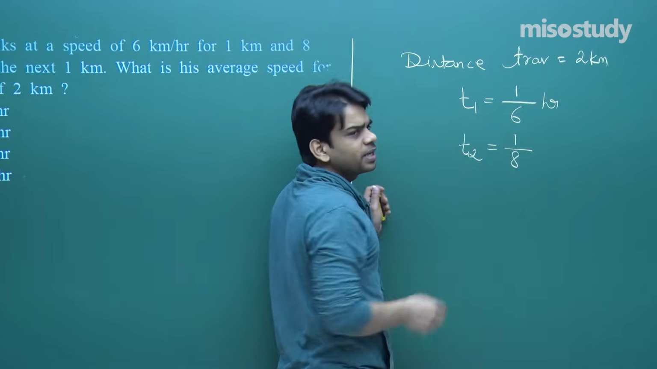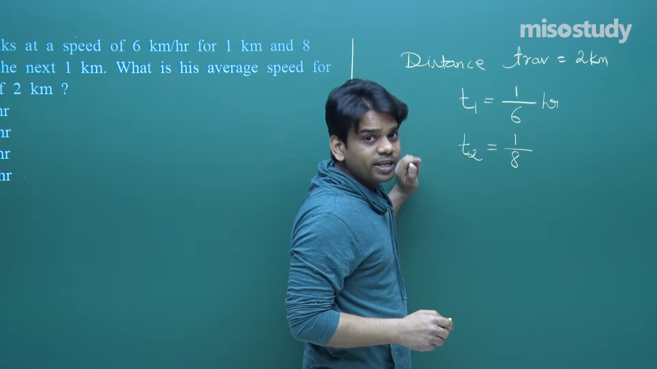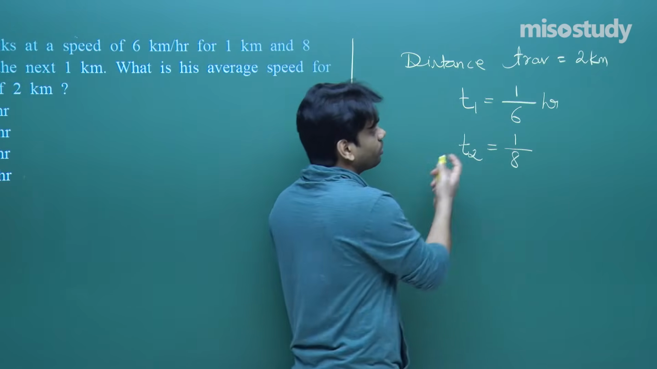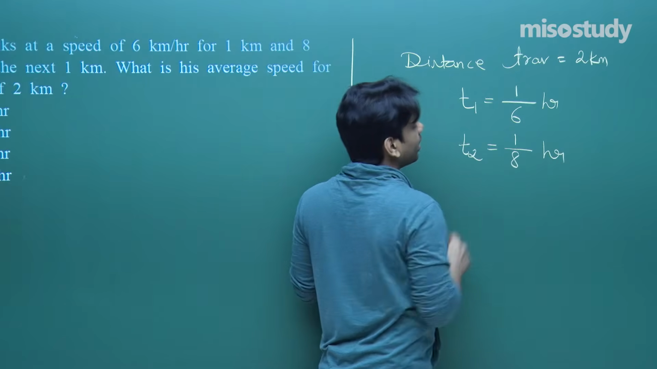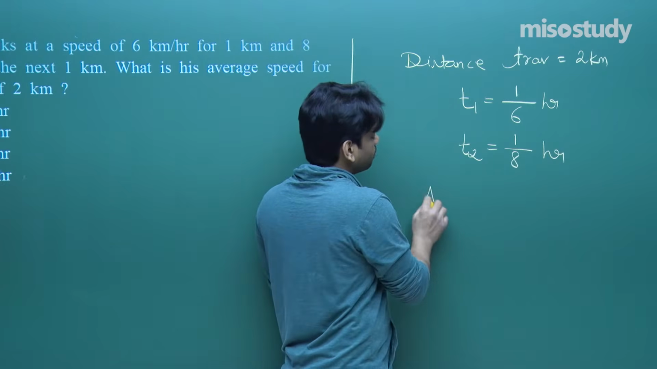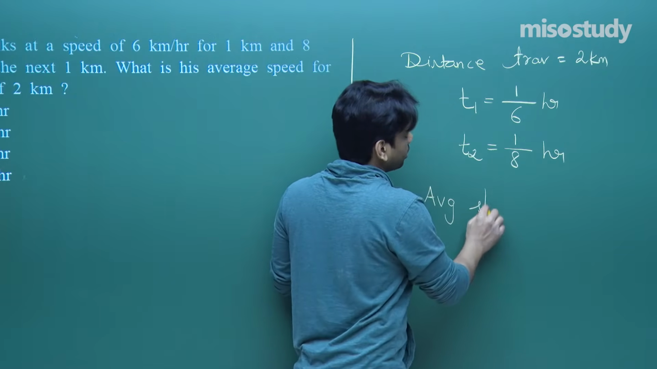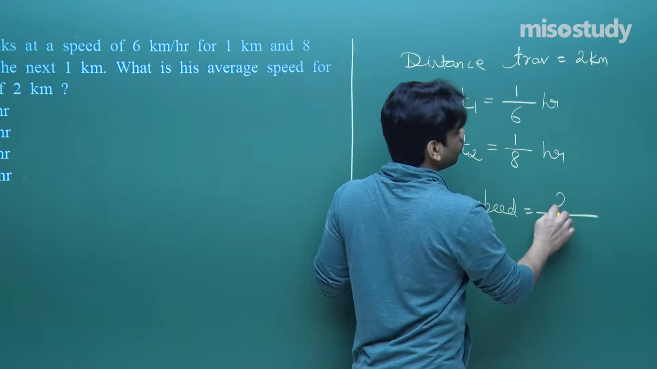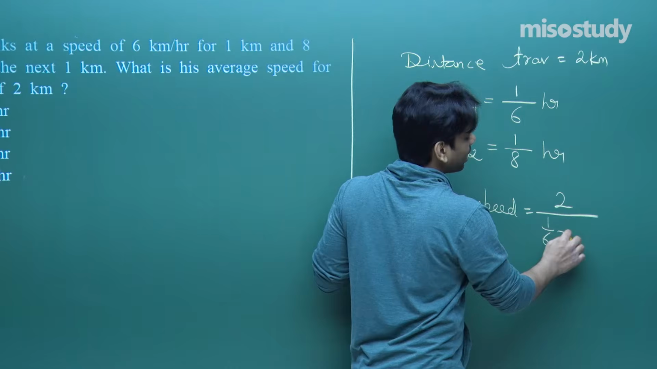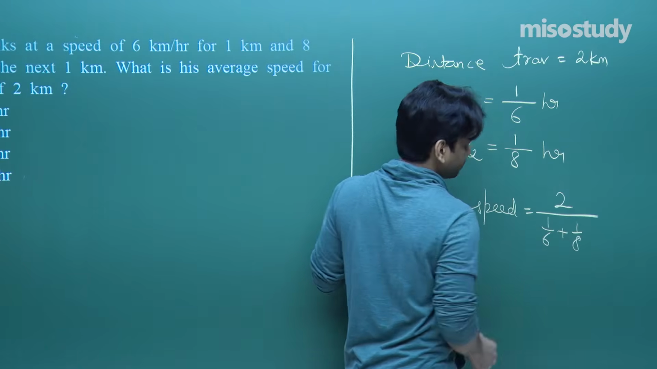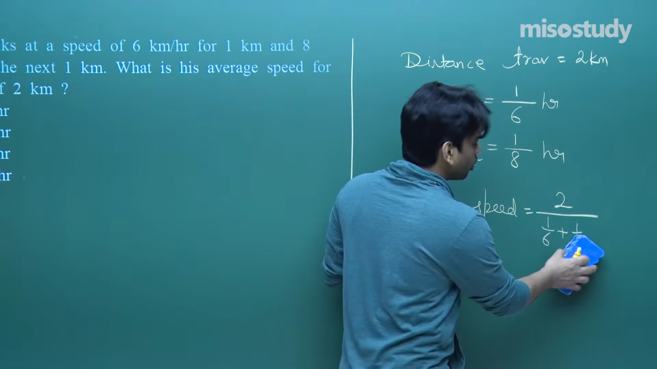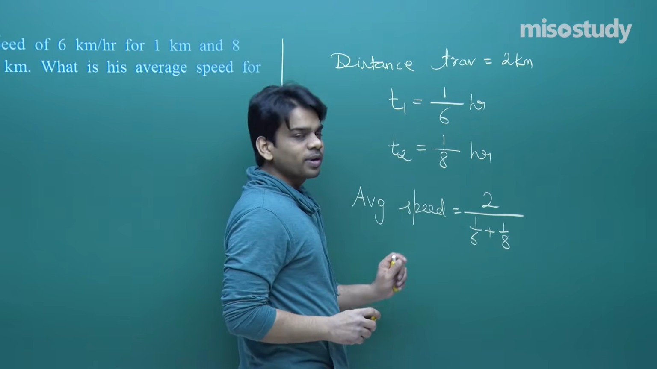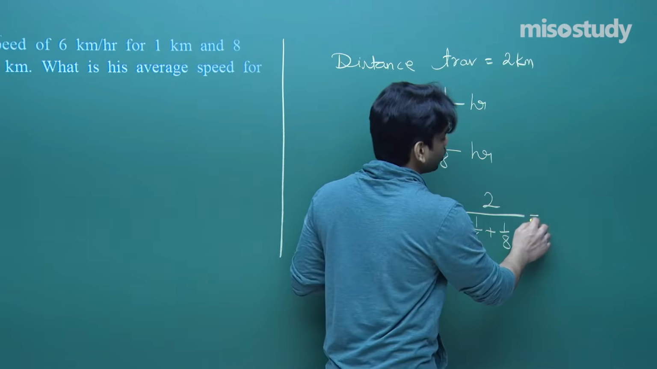I am not writing the complete elaborative statement, I hope you can get what I am talking about. T1 for the first kilometer is 1 by 6, T2 will be 1 by 8 of an hour. Now average speed for his overall journey, see what it will come out to be: total distance upon total time, 2 divided by 1 by 6 plus 1 by 8. I believe that now you can easily solve this.